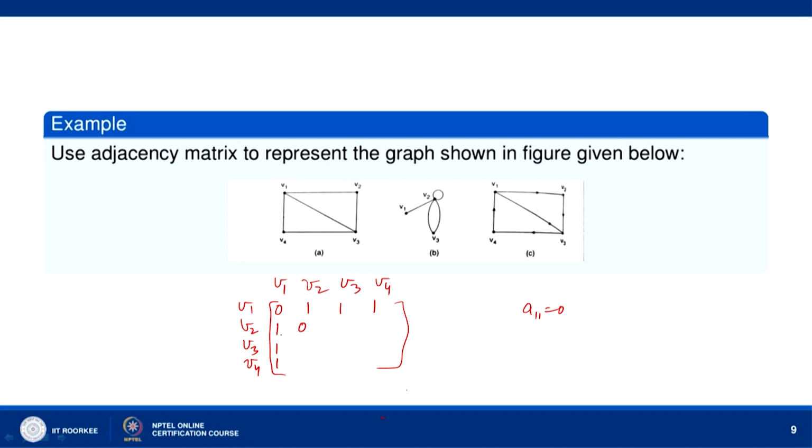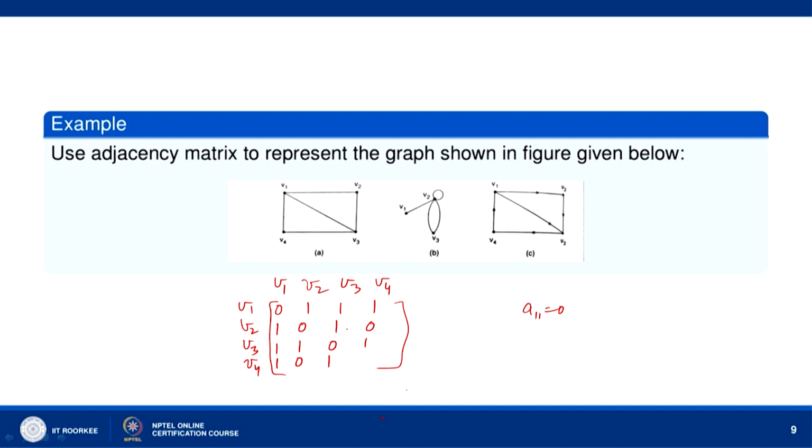Then v2, there is no self loop at v2, so we have 0. v2 is joined to v3, so we have 1. v2 and v4, there is no edge between v2 and v4, so we get 0. So, we have 1 0 1 0. Now, we consider v3, there is no self loop at v3, so we get 0. v3v4 is 1 because v3 is joined to v4 by an edge. And then v4, so we have 1 1 0 1 1 1 0 1.